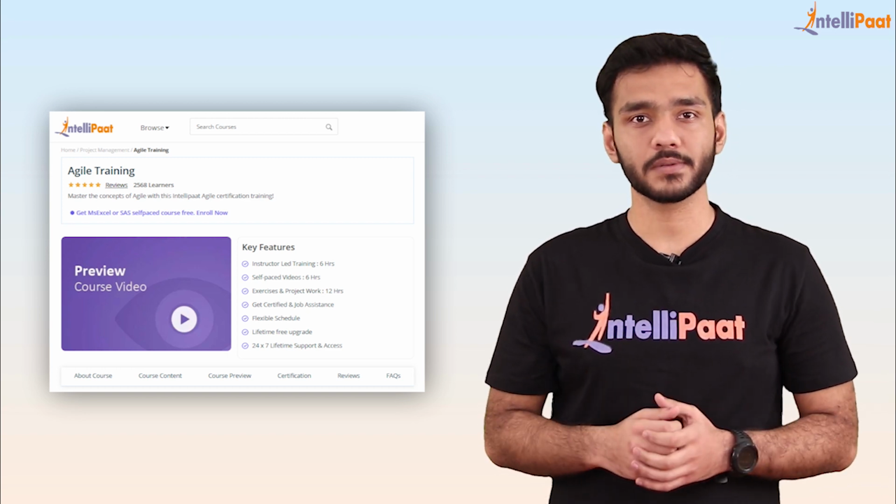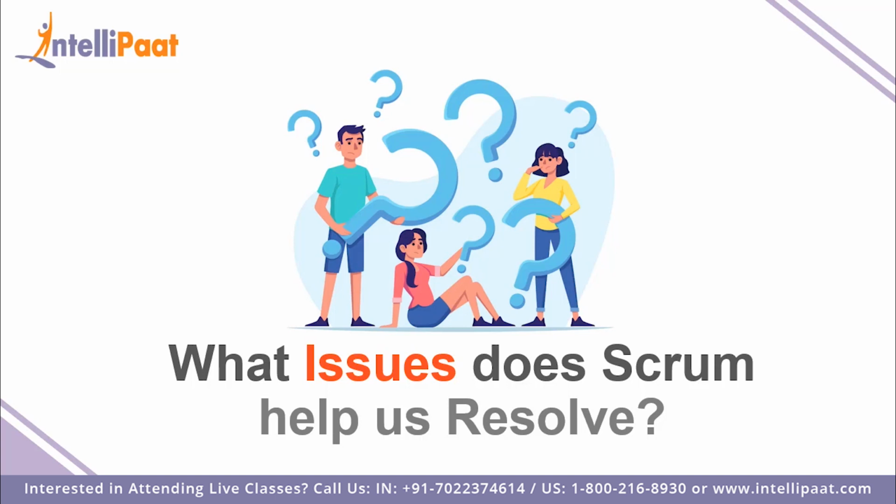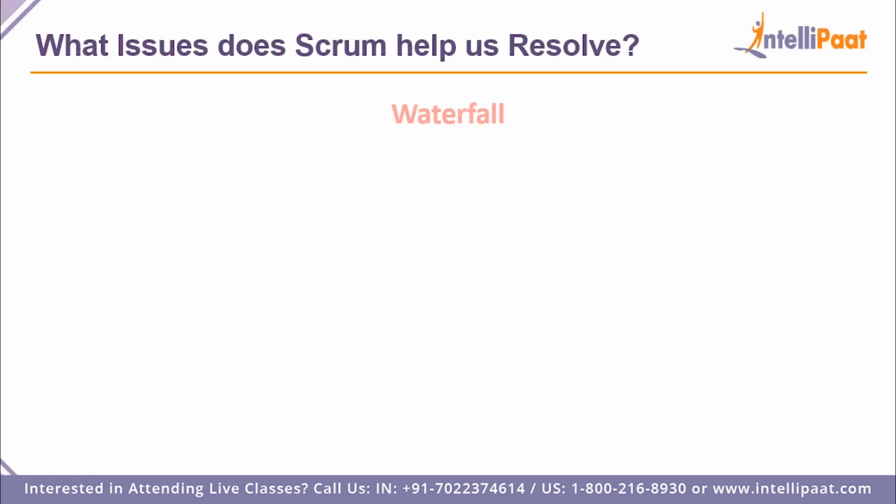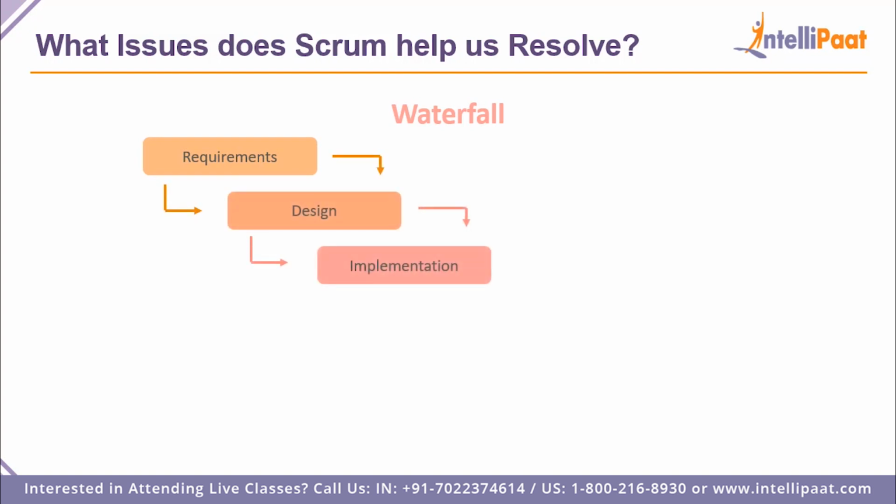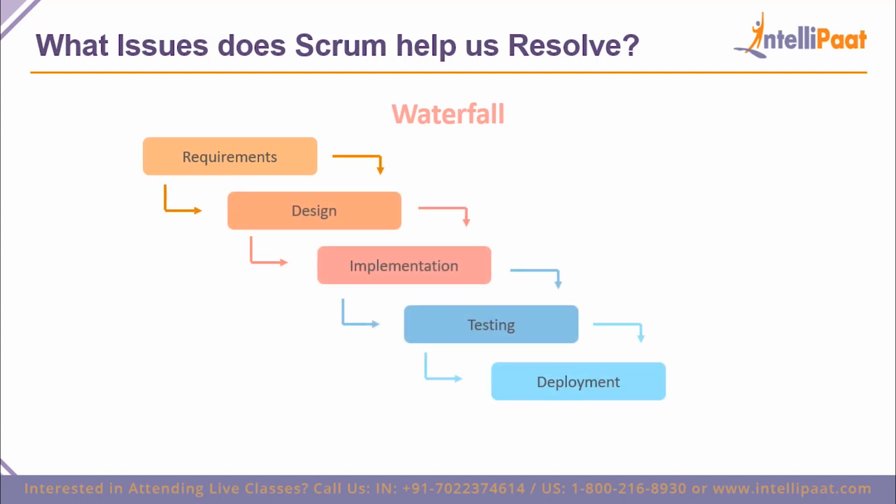Now let us begin with the session. Now let's start off by discussing what issues does Scrum help us to resolve. So to figure out these issues, we need to go back in time. Basically, we need to discuss the older traditional methodologies that were used earlier. Now, in olden times, the market demand wasn't that high for software, and accordingly, a methodology was developed, and this was the waterfall model. Now, if you look at the phases in the waterfall model: requirements, design, implementation, testing, deployment, and maintenance. You can see the reason why it took so long to develop software back then.